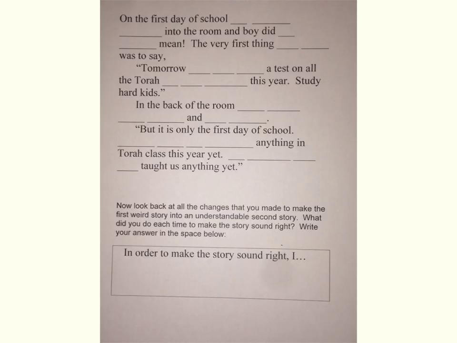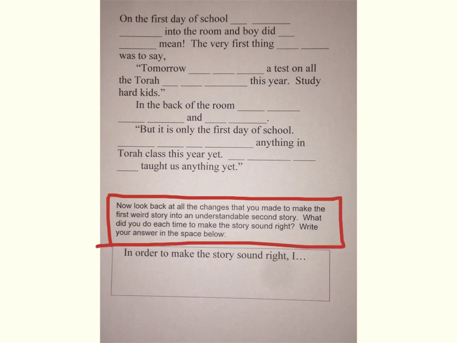All right, so now we're going to look back at all of the changes that we made to the first weird story into an understandable second story. What did you do each time to make the story sound right? Write your answer in the space below. Now, here's a note about this. Don't tell me that you put the words in the right order. I know you did that. That was what the instructions were. What I want you to tell me here is what kinds of words did you have to change into the right order?